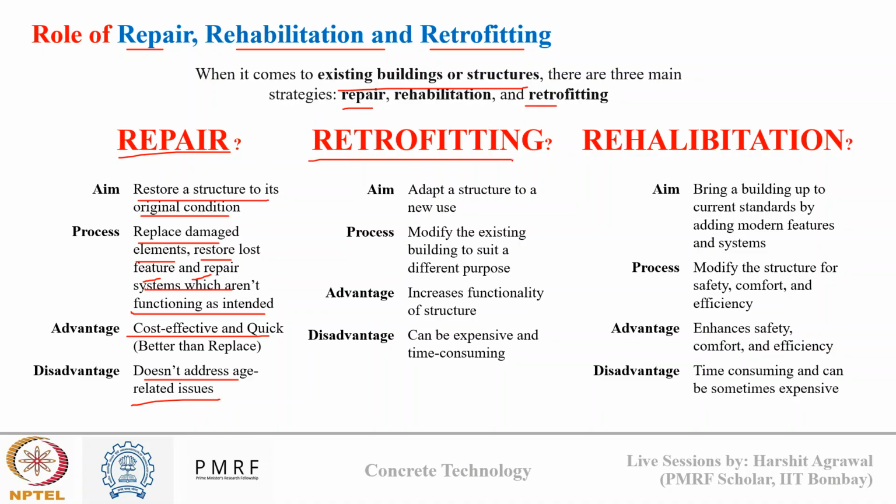Now second is retrofitting. The aim of doing retrofitting is to adapt a structure to a new use. Suppose I am changing the functionality of my structure. My structure was designed to take 100 kilonewton load, but now I want my structure to take 150 kilonewton load. So for that, retrofitting is done, strength enhancement is done on the structure, which helps the structure adapt to a new use. And how is it done? By modifying the existing building to suit a different purpose. For this we have jacketing or FRP wrapping.